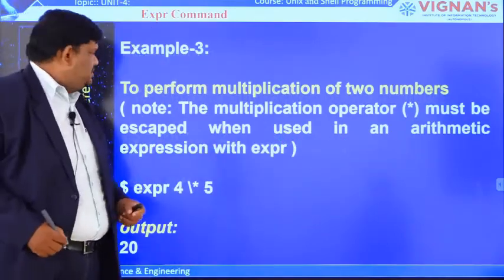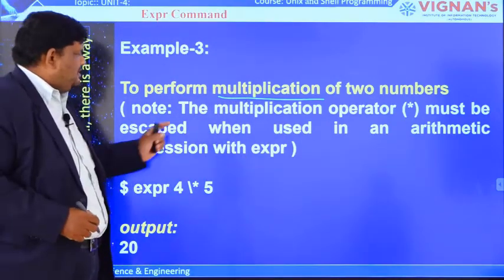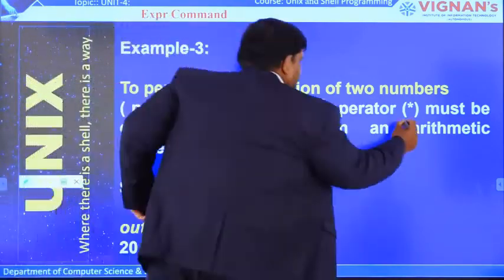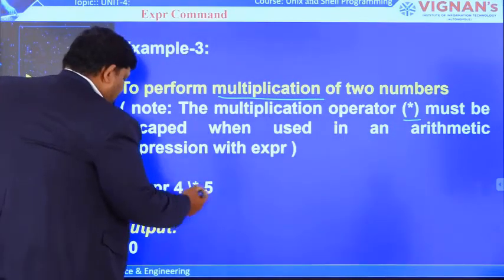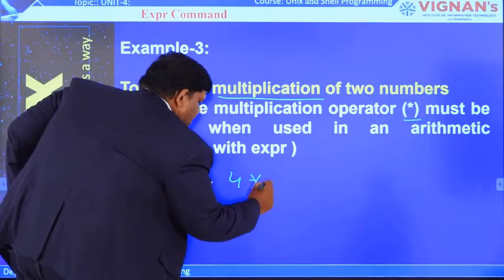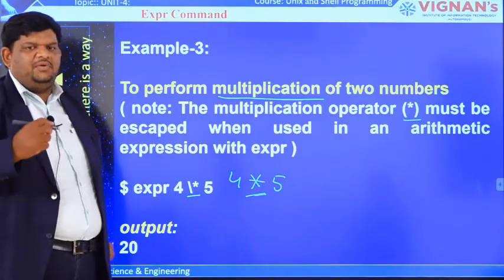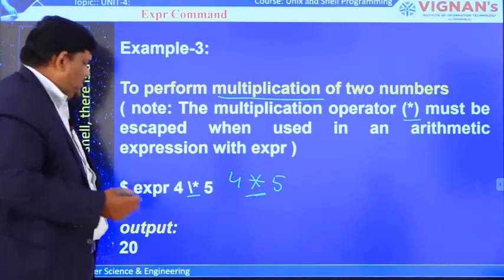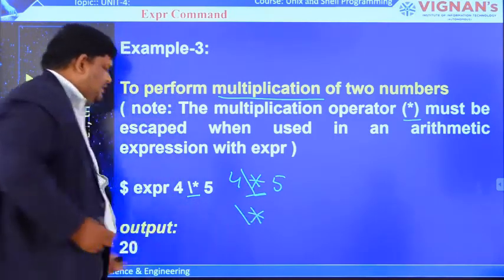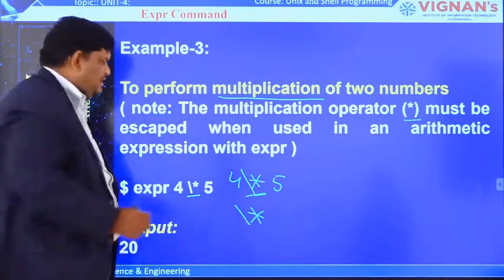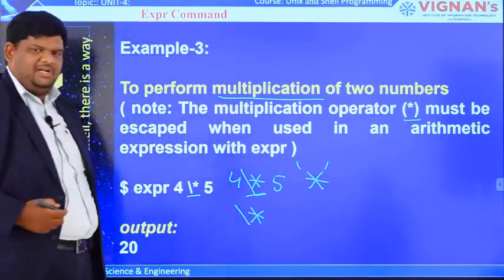Coming to multiplication of two numbers, before that, consider this note: the multiplication operator, this asterisk operator, you have to include along with an escape. For example, if you write it in this way, it will not treat this as a multiplication. So this is a very important point. If you want to evaluate the multiplication operator, you have to include it with an escape like this. Then only shell will treat it as a multiplication. If you write it straight away, shell never treats it as a multiplication.